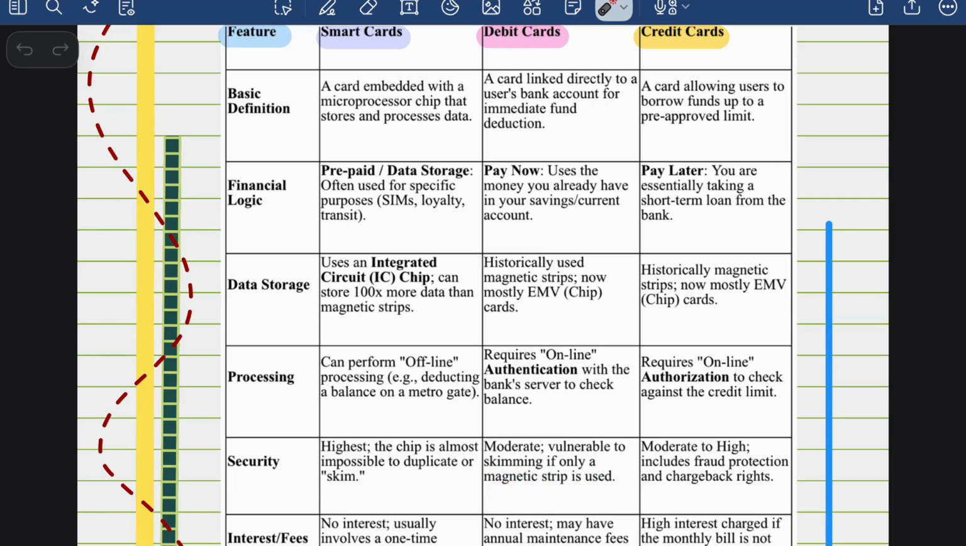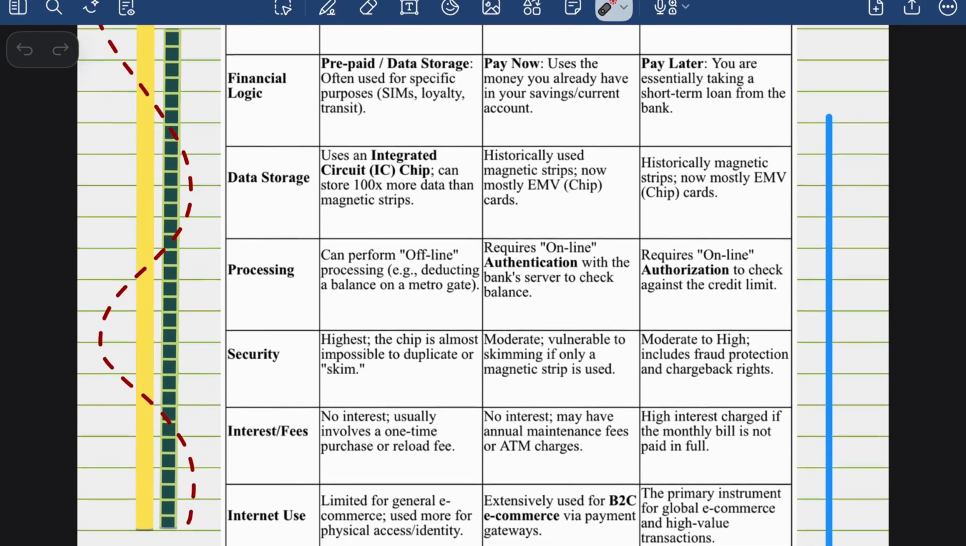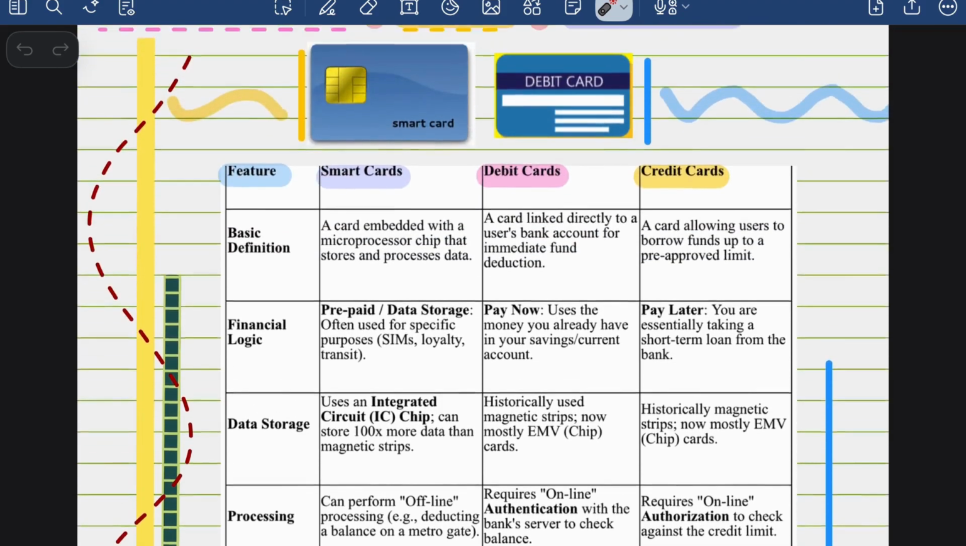And then if we talk about credit card, it is moderate to high. It includes fraud protection and chargeback as well, so we can say there is security. Interest fees: there is no interest fee in smart card, and it is usually involved in one-time purchase or reload fees. It might include the reload fees.